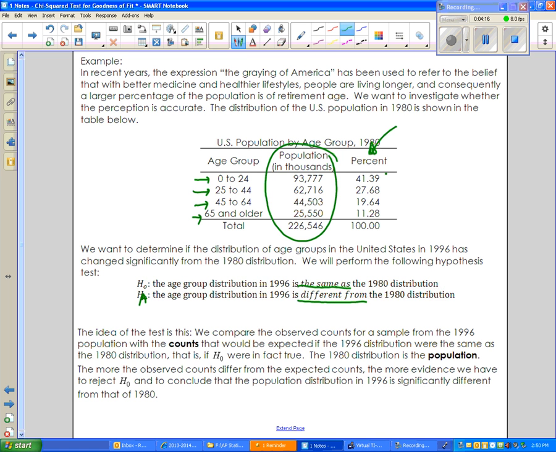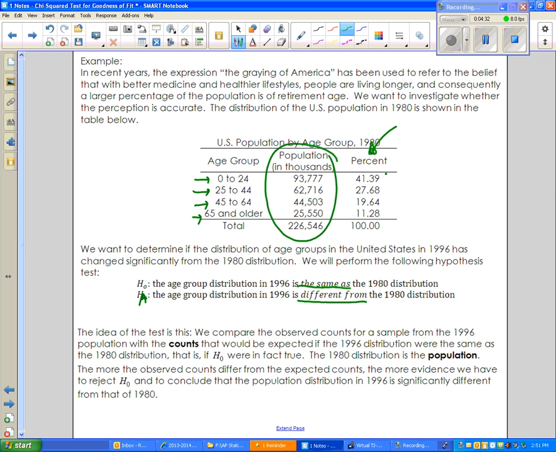So we're not doing a one-tailed or a lower or an upper-tailed. We're not looking at the distribution being less than or more than. We're only looking at whether or not there is a difference in the distributions.